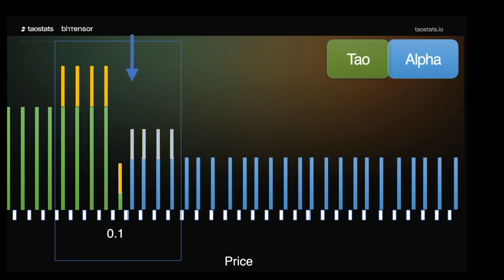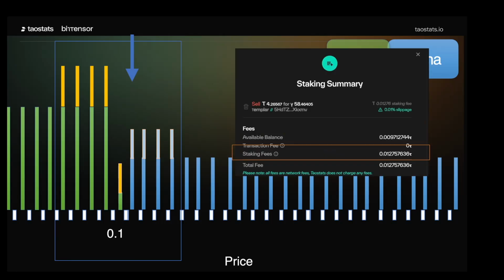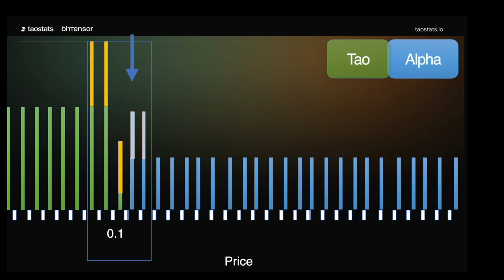Why would you want to set a liquidity position in Uniswap V3? Well, whenever someone makes a stake in Bittensor, they pay a staking fee. That fee is distributed to everyone who had Tau or Alpha involved in the transaction. So if some of your Alpha was sold to become Tau, or some of your Tau was sold to become Alpha, you make a percentage of that staking fee. So what are some of the strategies you can do to maximize the amount of staking fees that you get?